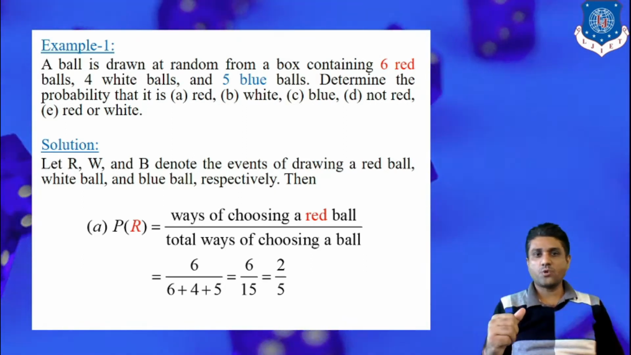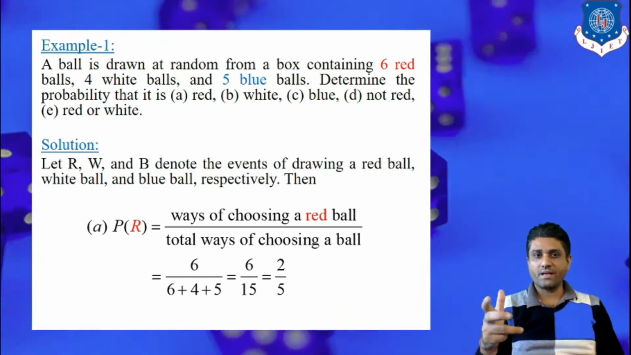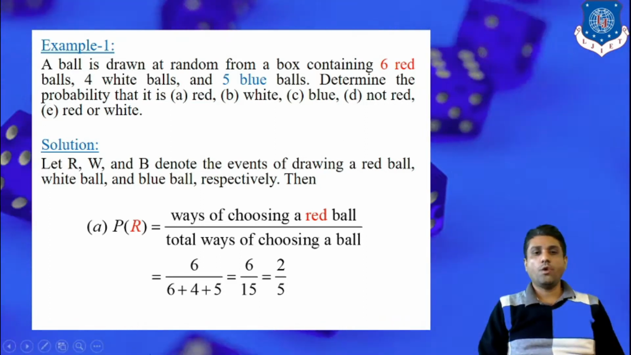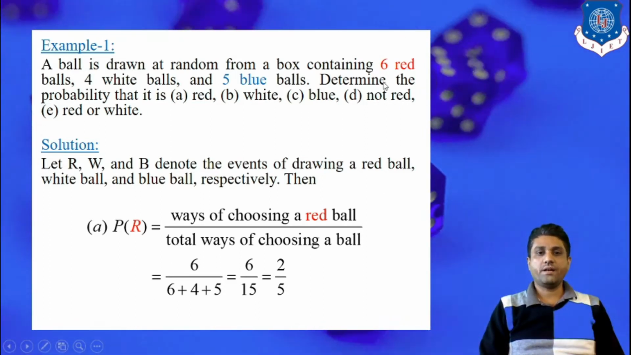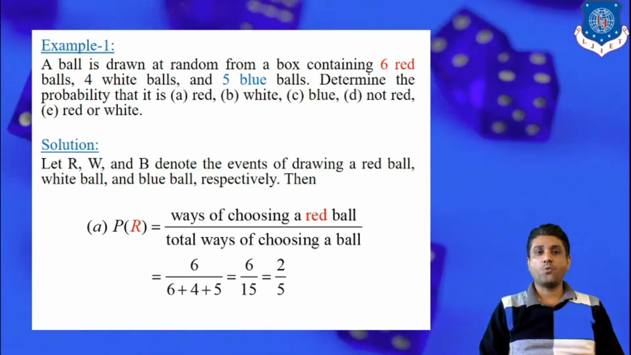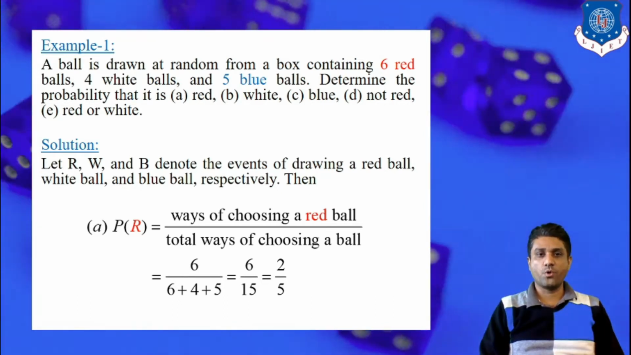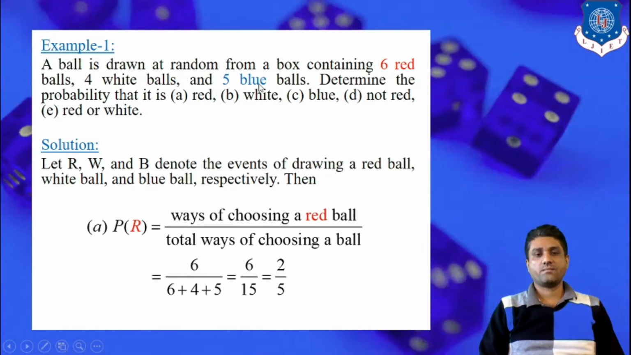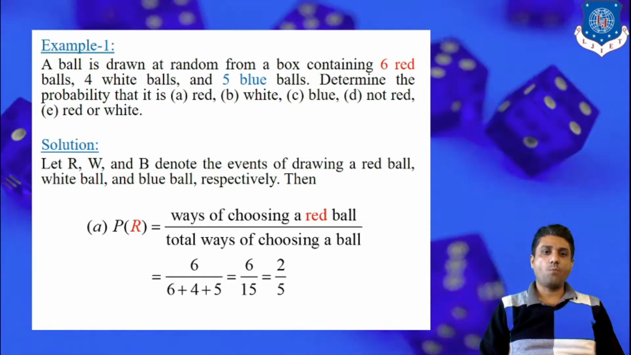In the context of this example, the box contains balls, but what is the color of each ball? So the question suggests that the box contains 6 red, 4 white and 5 blue. So 6 red plus 4 white, that is 6 plus 4 is 10, and 10 plus 5 blue, so the box contains 15 balls.